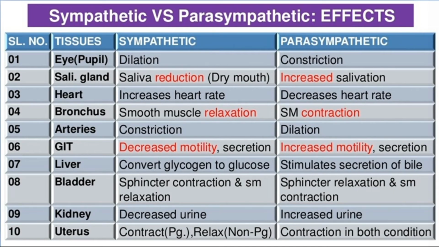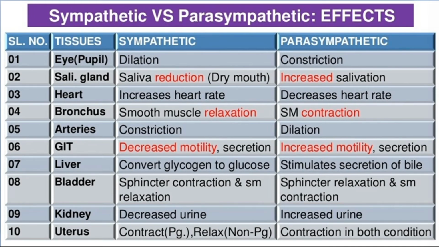Sympathetic increases heart rate, parasympathetic decreases heart rate. In sympathetic system, smooth muscle relaxation, parasympathetic smooth muscle contraction. Sympathetic constriction of arteries, parasympathetic dilation of arteries. Sympathetic system decreased motility and secretion of GIT or gastrointestinal tract. In parasympathetic system, increased motility and secretion. Sympathetic converts glycogen to glucose for energy production. Parasympathetic stimulates secretion of bile.